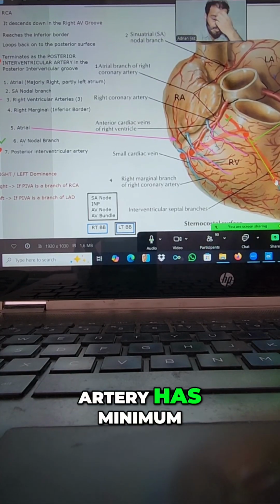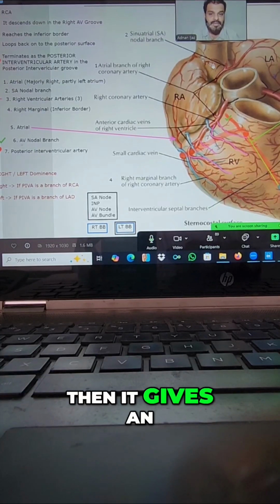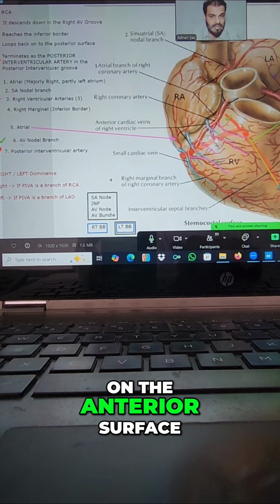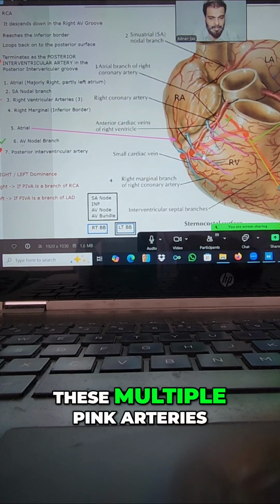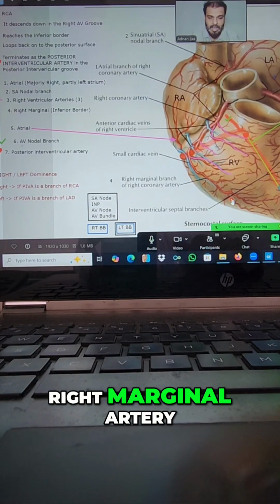The right coronary artery has a minimum of 7 branches. The first one is the right atrial branch. Then it gives a branch to the SA node, the SA nodal branch. Then while coming down on the anterior surface, it supplies the anterior surface of the right ventricle, these multiple pink arteries. Then reaching the inferior border, it gives the right marginal artery.